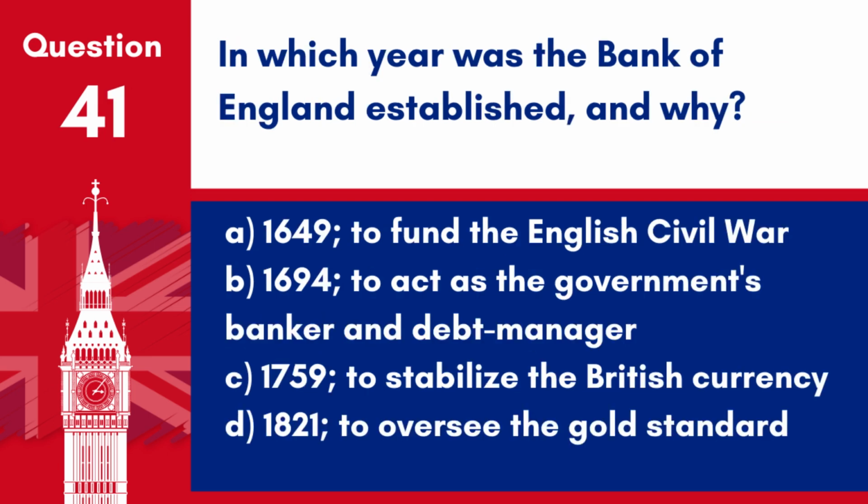Question 41. In which year was the Bank of England established, and why? A. 1649, to fund the English Civil War. B. 1694, to act as the government's banker and debt manager. C. 1759, to stabilise the British currency. D. 1821, to oversee the gold standard. Answer: B. 1694, to act as the government's banker and debt manager. The Bank of England was established in 1694 primarily to act as the government's banker and to manage its debts.